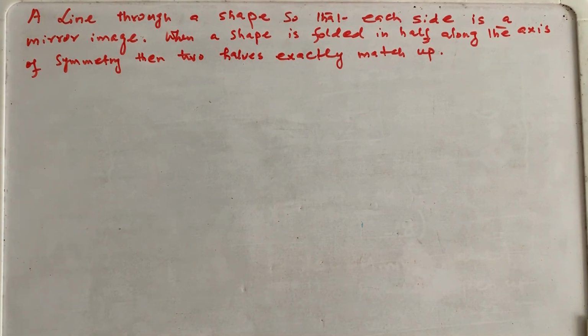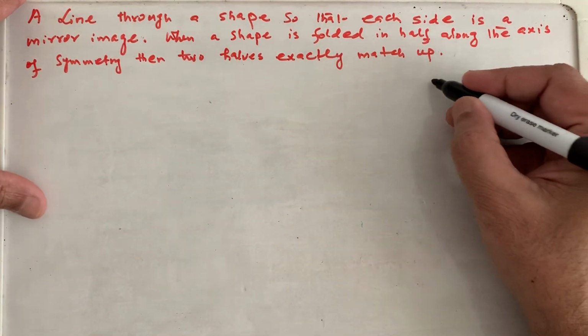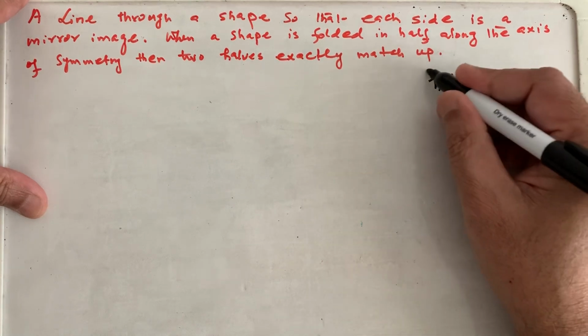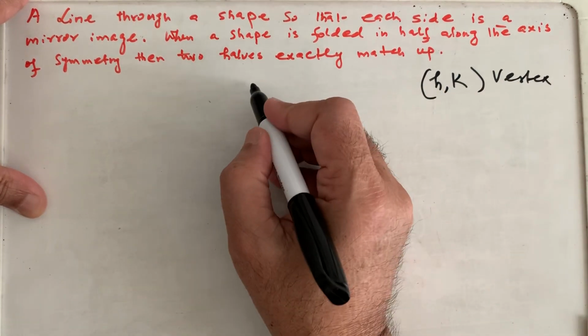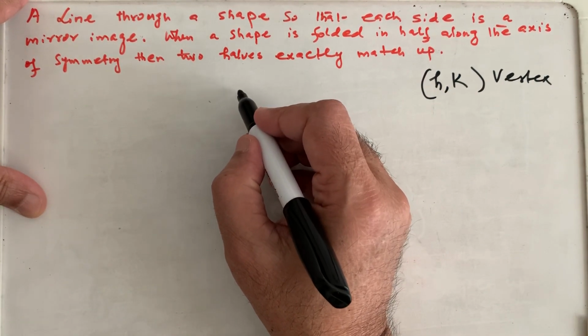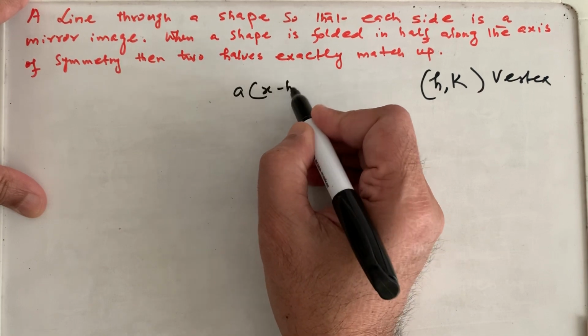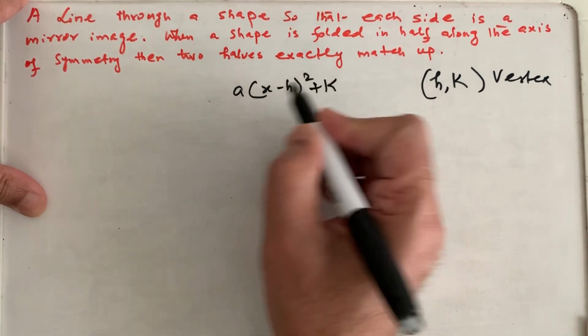So we were dealing with the maximum and minimum point of the parabola in the last lecture, and we learned that the maximum or minimum value of the parabola is the y coordinate of the vertex. The y coordinate in the vertex form is k. So (h, k) is the vertex in the vertex form. And what is vertex form? Vertex form is a times (x minus h) whole square plus k. This is your vertex form.